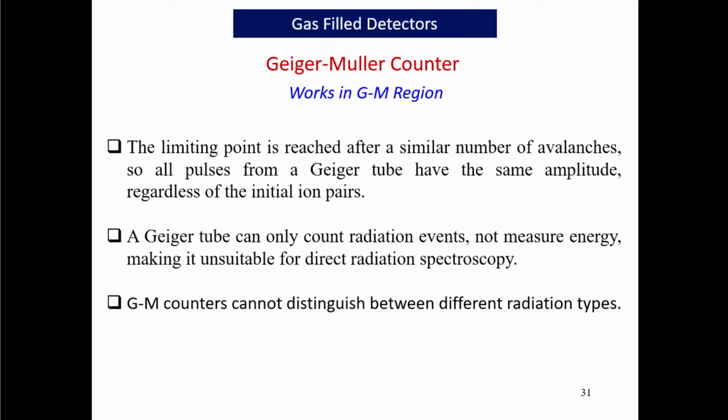So, the limiting point is reached after a similar number of avalanches every time, as I just mentioned, limited by the formation of the space charge. A Geiger tube can only count radiation events, it does not measure the energy, making it unsuitable for direct radiation spectroscopy, because it does not have any proportionality with the energy of the radiation, because the energy dependence diminishes. So, it cannot be applied for spectroscopy, and a GM counter cannot distinguish between different radiation types.